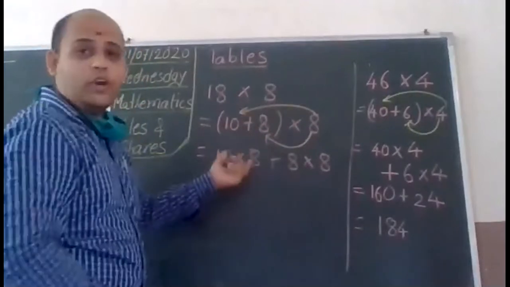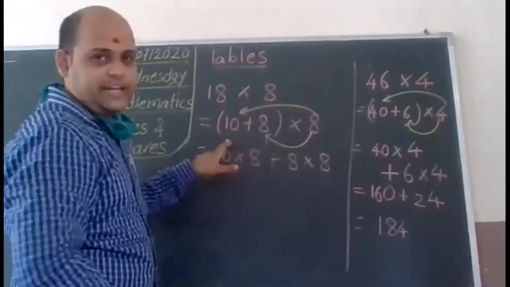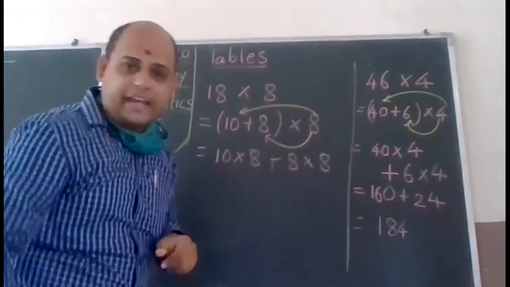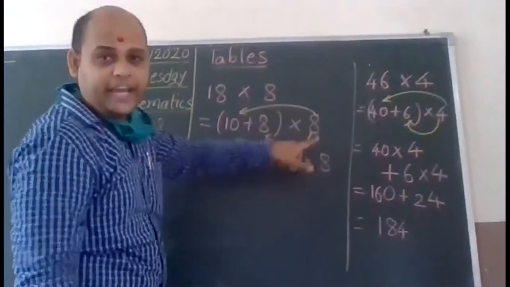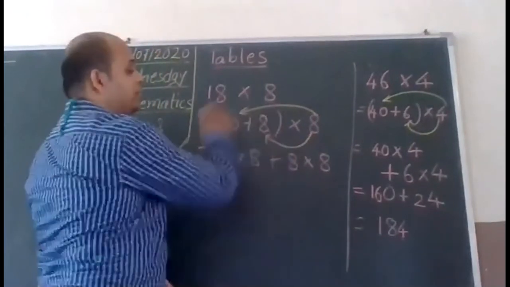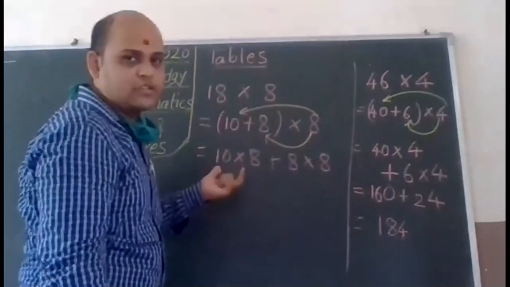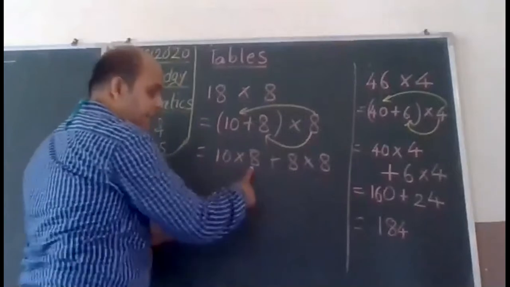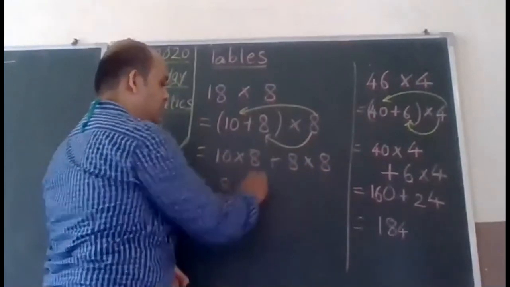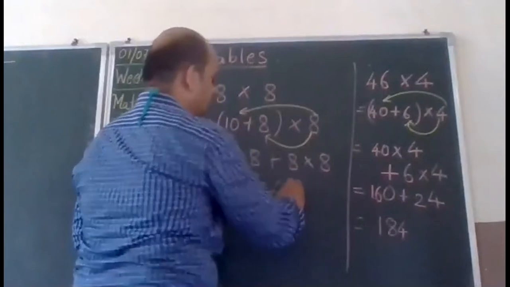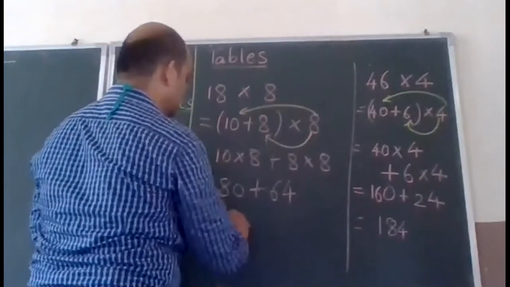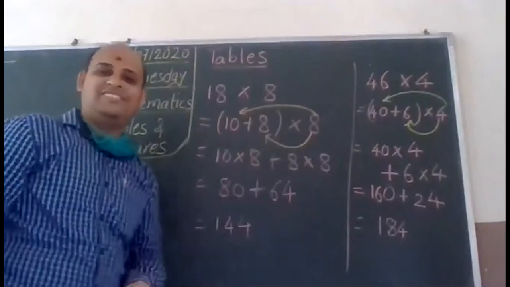Okay. What you have to do is understand. This 18 is written as 10 plus 8, multiplied by 8. Now multiplication has the distribution property, so you multiply with both of the numbers. 10 8s we know from the table: 10 8s are 80, and 8 8s are 64, and we add them. Simple. Okay.